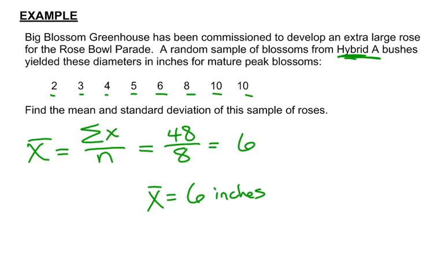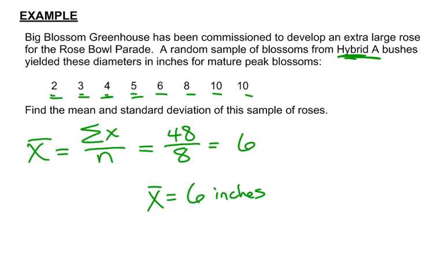And the average blossom of hybrid A roses is going to have a diameter of 6 inches. Now, what we're going to do now is compare each of these individual values to this 6 inches and see how far each one of them is away. Are they all really close? In other words, are they really consistently going to be around 6 inches, or are they really variable? Is there a lot of variation from item to item or rosebud to rosebud as we go through the set? And we're going to do that by measuring the standard deviation.